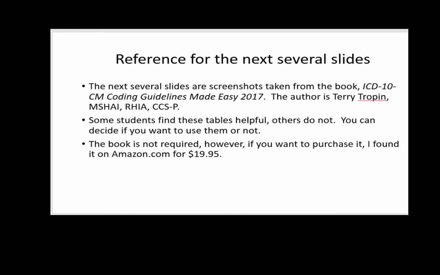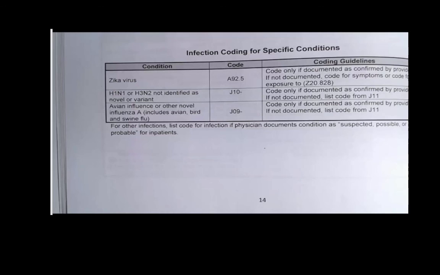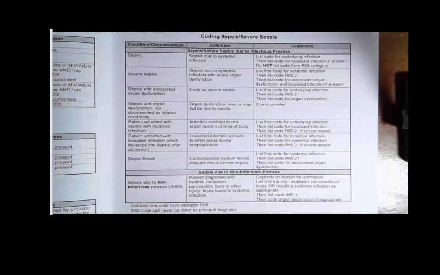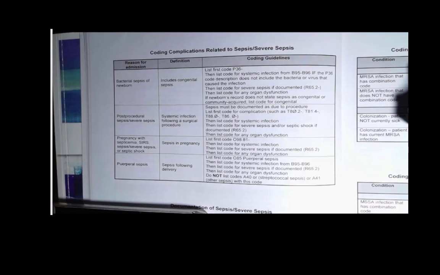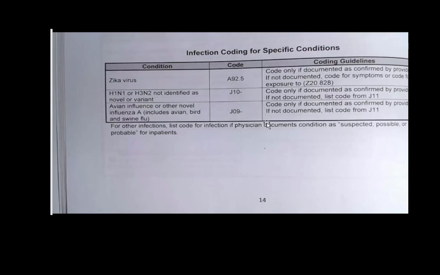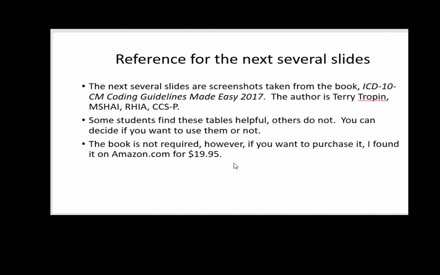Okay, the next several slides I'm not going to go over as part of the podcast, but just be aware that they are taken from this book, ICD-10 Coding Guidelines Made Easy 2017. Some students find it very helpful to have guidelines and tables like this. It's not required in any way for this course. It's just a suggestion. I put some of the tables here, I just put them on the document camera and made screenshots of them. You can use them that way, or you can buy the textbook if you want to do that. I've given you the author.